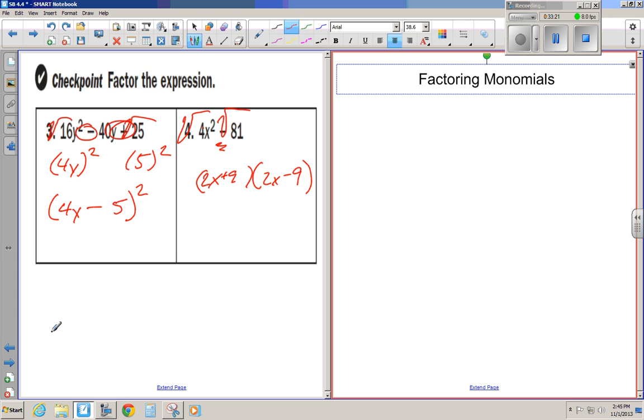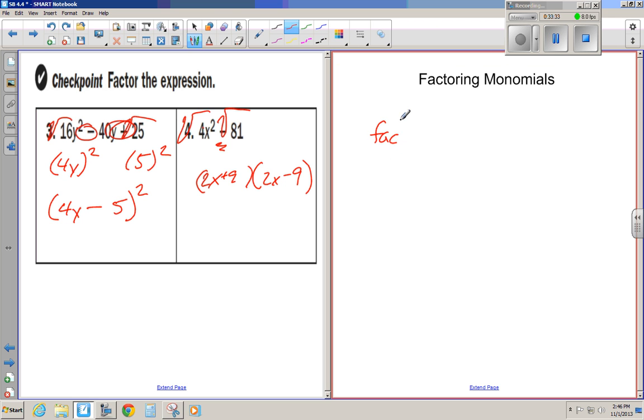We're not done yet because now we have to factor out monomials. Factoring out monomials involves looking at a problem and basically factoring out most in common. So factor out what you have most in common. All right, this was almost like an undistribute.